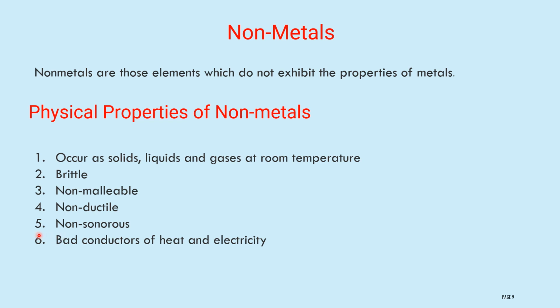And fifth one, non-sonorous. If you beat a non-metal, it will not produce any ringing sound. Therefore, it is non-sonorous. Sixth one, bad conductor of heat and electricity. Almost all non-metals are bad conductors of heat and electricity. Neither heat nor electricity will pass through them. These are a few physical properties of non-metals.